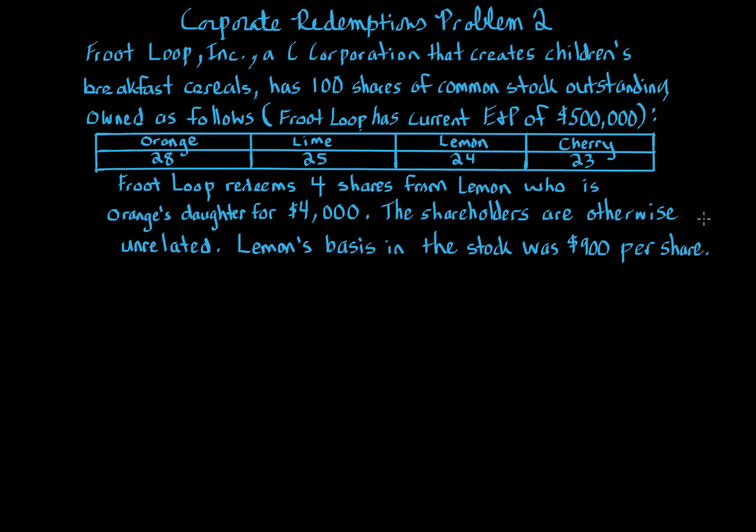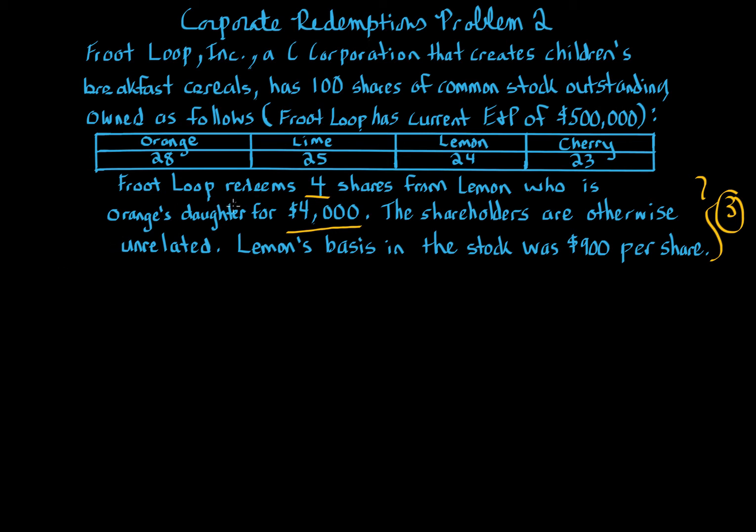All right, so now we're going on to Variation 3. In Variation 3, again, the facts stay the same at the top. Fruit Loop redeems 4 shares from Lemon, who is Orange's daughter, for $4,000. The shareholders are otherwise unrelated. Lemon's base is $900 per share. So the difference from Variation 2 is that now it's just 4 shares for $4,000 rather than 5 shares for $5,000. So again, going through all this, because you got to keep in mind what we're doing.